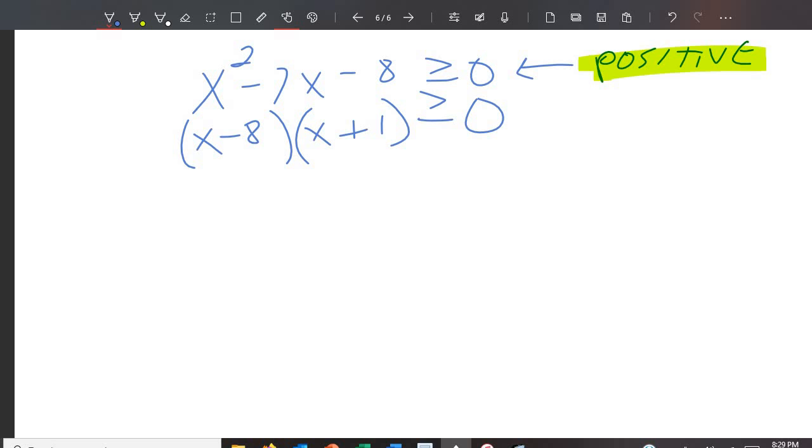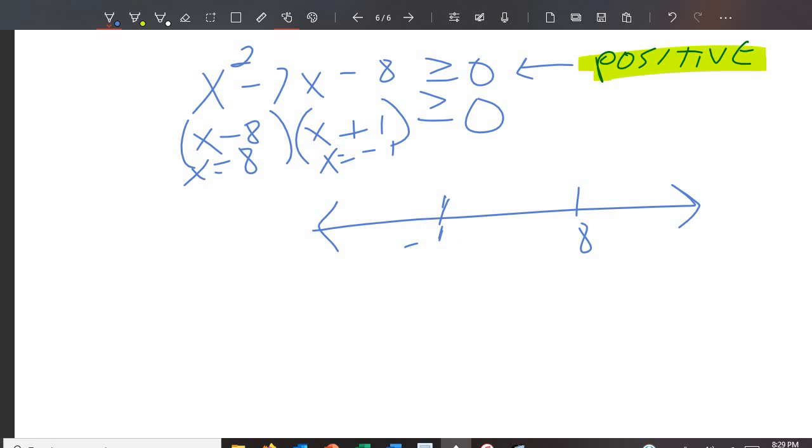Solving for x, we get x to be positive 8, x to be negative 1. So put those two numbers on the number line. Negative 1, positive 8.